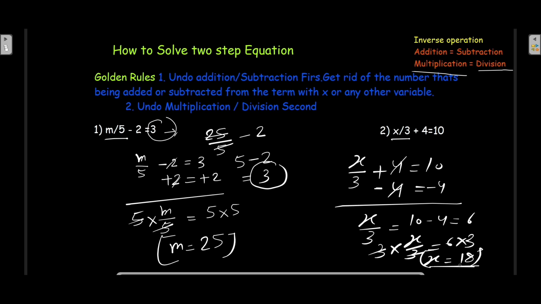And if we want to verify that 18 is correct or not, we have to plug this value into the equation here. So the value of x is 18 divided by 3 plus 4. What times 3 gives us 18? It's 6. 6 times 3 gives us 18. 6 plus 4 is equal to 10. So 10 is equal to 10. So it shows that our answer is correct.